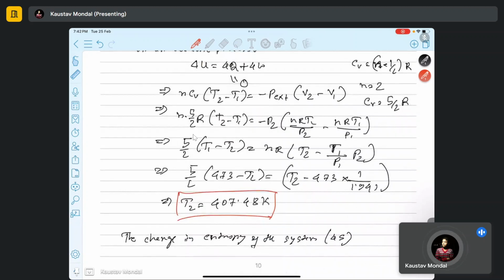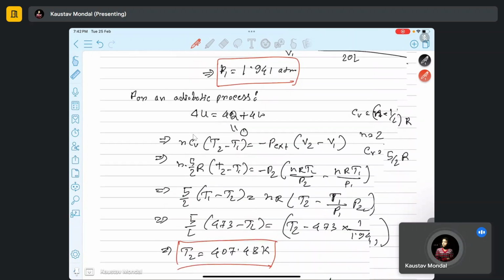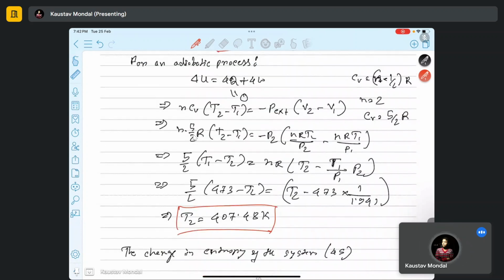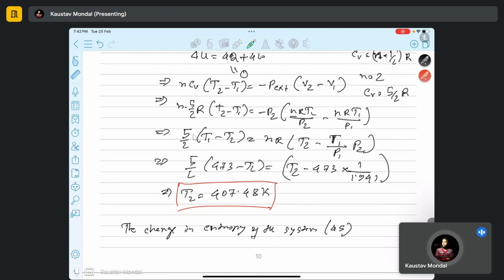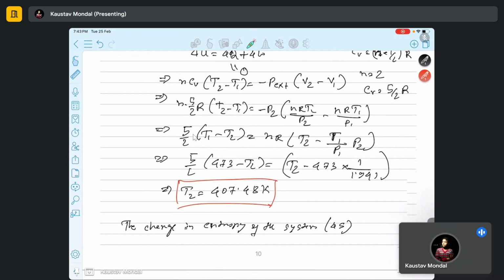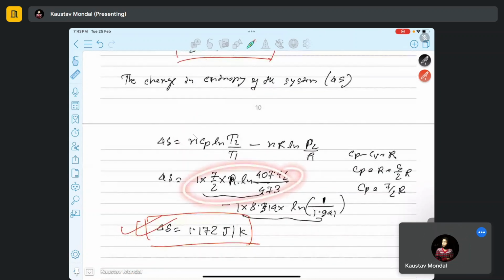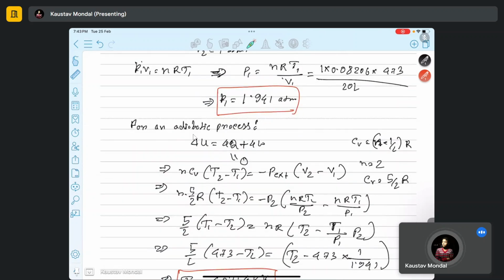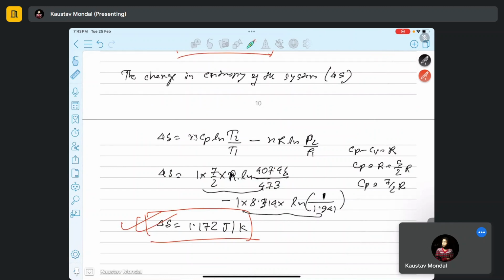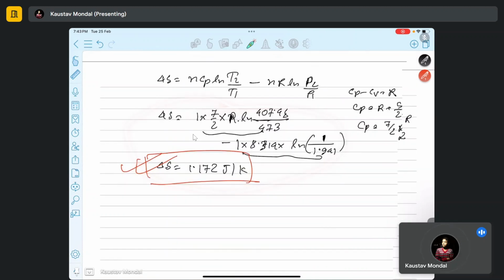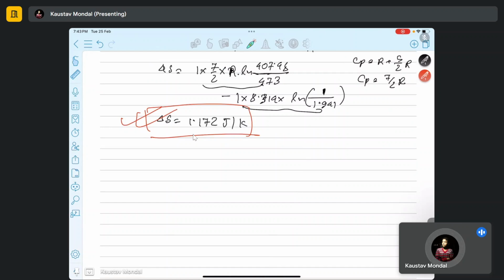Next, you also need the final temperature T2, and that we can find using the first law of thermodynamics. This is the final value of T2 we are getting. Now, since both the pressure and temperature are changing, both will contribute to the total change in entropy. The total change in entropy will be Cp ln T2 by T1 plus nR ln P2 by P1. Since this is a diatomic molecule, you calculate Cv, and from there Cp, and this is the value of delta S we get after doing all the calculations. So problem 2 is done.